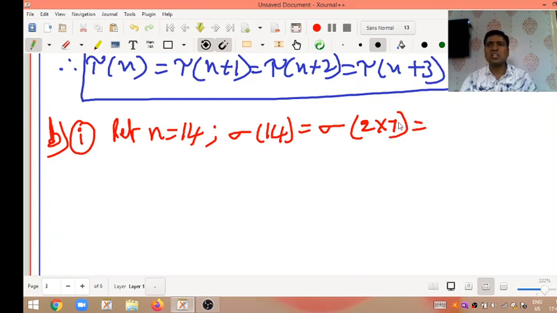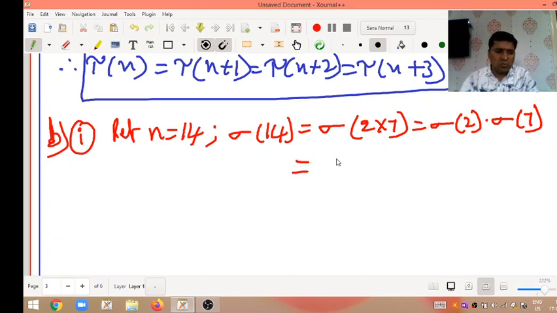So we all know that sigma of m into n is equal to sigma of m into sigma of n, that is sigma of 2 into sigma of 7. So again, my dear students, here sigma of 2 is equal to, sigma means sum of the divisors of the integers. So for the integer 2, what are the divisors? 1 and 2. So that is 1 plus 2, which comes to 3.